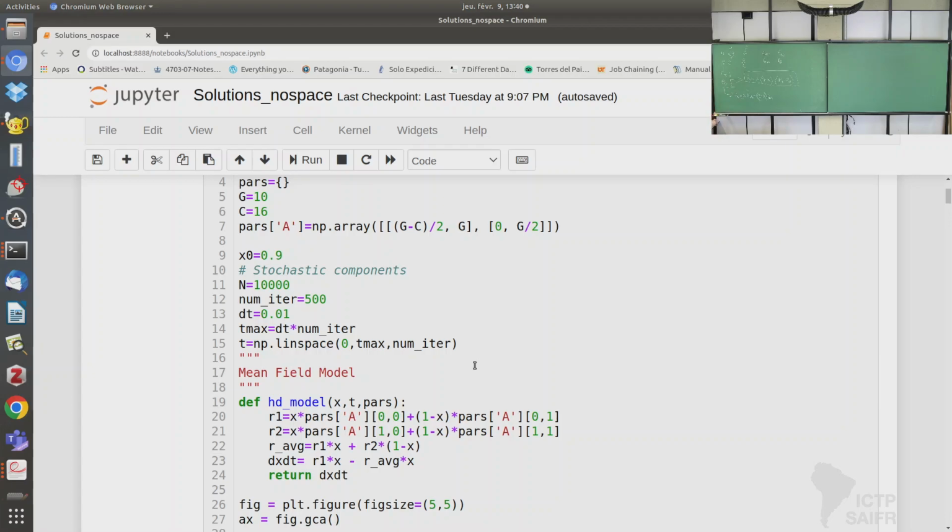And same thing for the Dove one, right? PD is going to be X times PDH plus 1 minus X PDD, right?